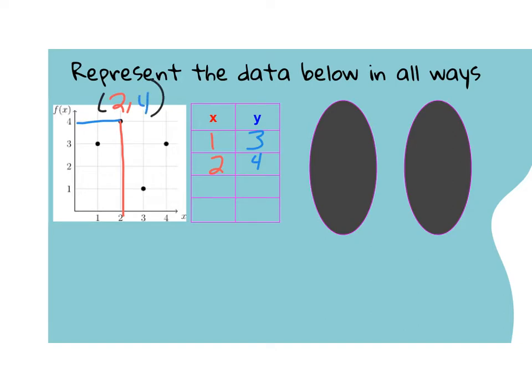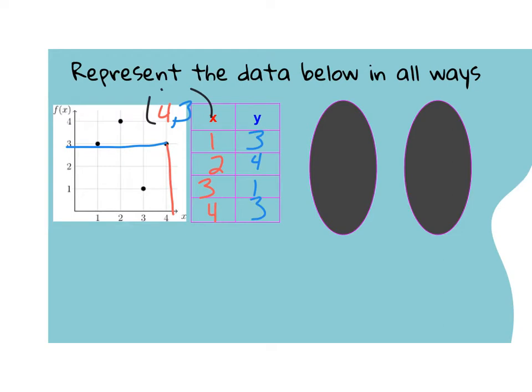And then we move on to the next point here, and that one has an x value of 3 and a y value of 1. So my ordered pair is 3, 1. And my last point has an x value of 4 and a y value of 3. So my point is 4, 3. So 4, 3 on the table.